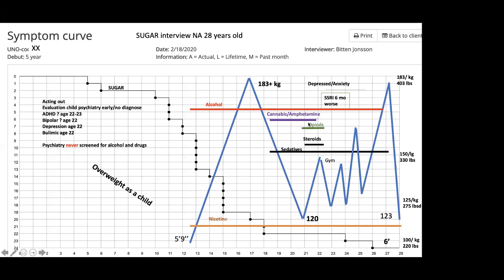They never, during all these years, ever screened for alcohol and drugs, which is amazing because he was visiting the psychiatric units many times, and he was offered an SSRI here at 22. And he was incredibly depressed with anxiety. And since alcohol, cannabis, amphetamine, opioids, steroids, and sedatives totally screw up your brain chemistry, no wonder you're depressed with anxiety. So that's a consequence of this drug use, of course, and the food and nicotine.